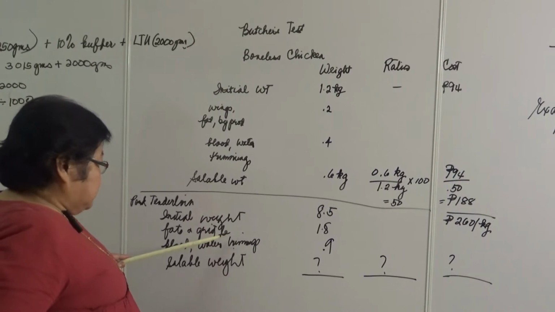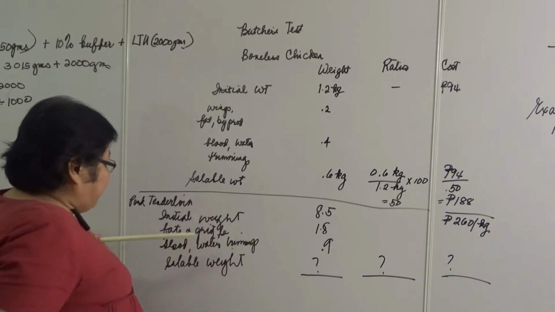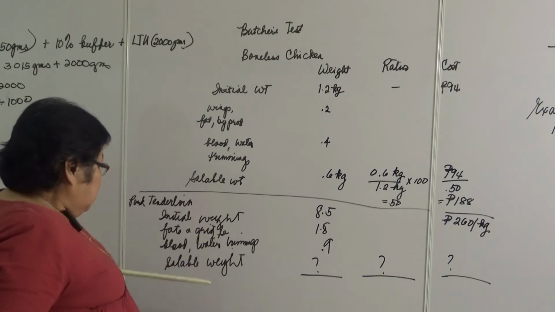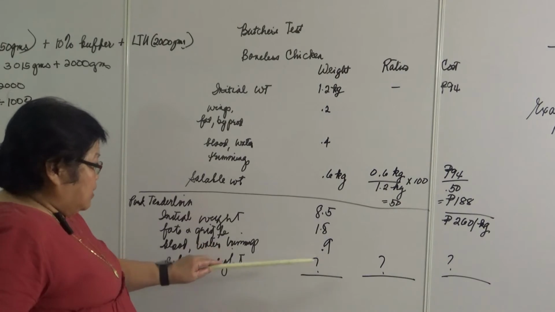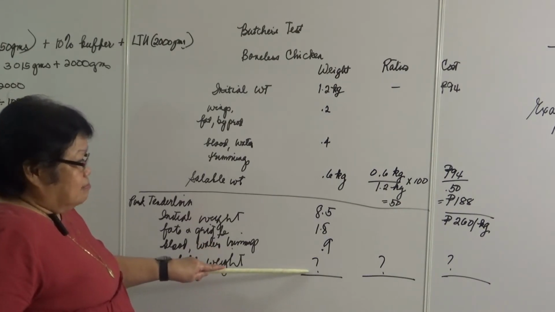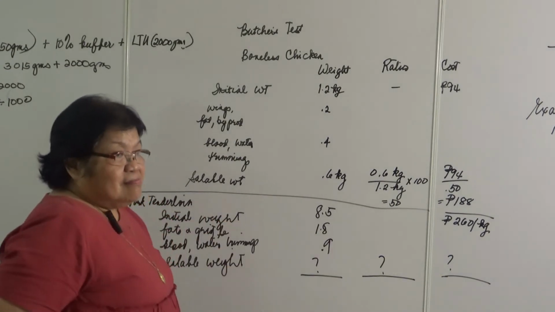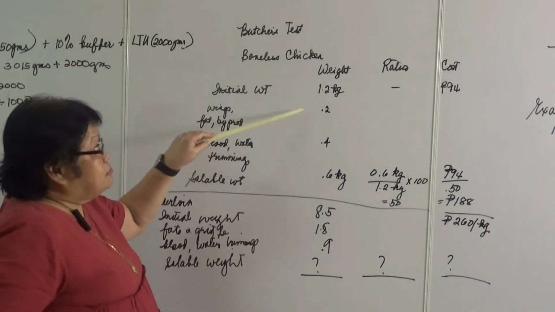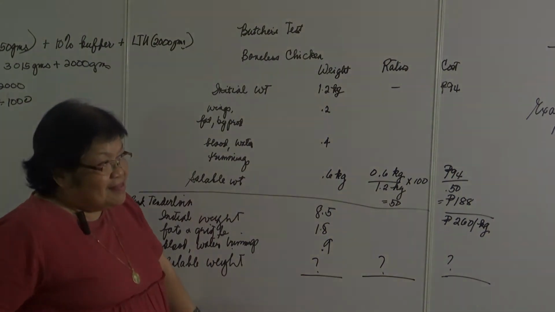But your butcher or your chef will remove 1.8 of the fats and the gristle, blood, water, and trimmings at 0.9. What is the saleable weight? What is the ratio? And what is the new price? You just follow what we did for the butcher's test. Okay?